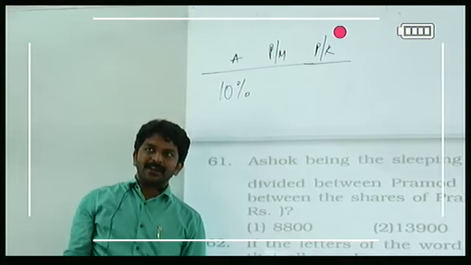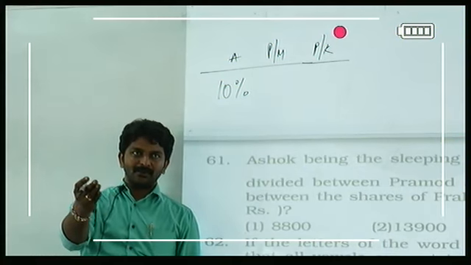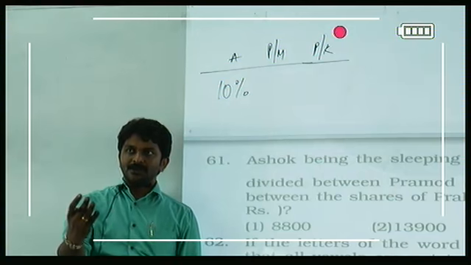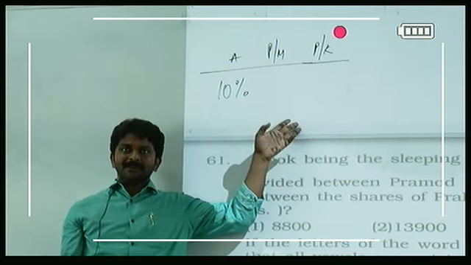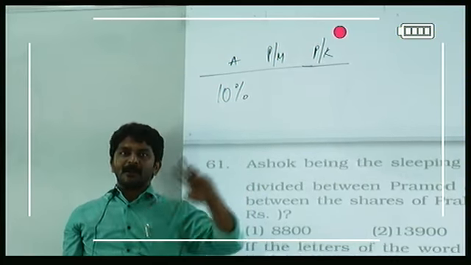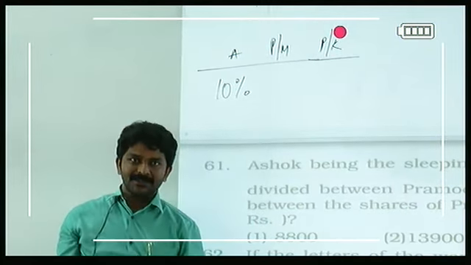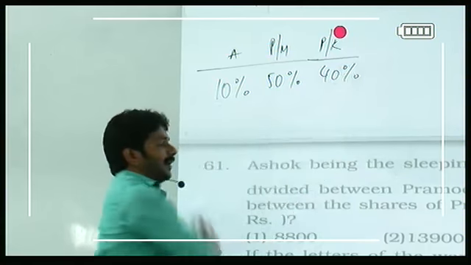1.25:1. Can we write it as 5:1? Multiply every number with 4. 1.25 into 4 is 5. 1 into 4, 4. So 10% is over. Remaining is 90%. 90% is divided among these two fellows in the respective ratio 5:4. Total 9 parts, 90%. 5 parts, 50%. 4 parts, 40%. 100% is over.